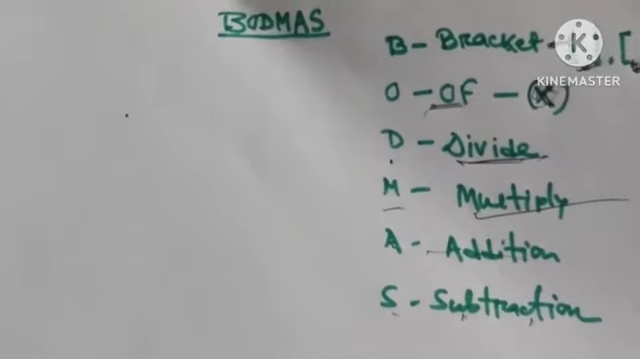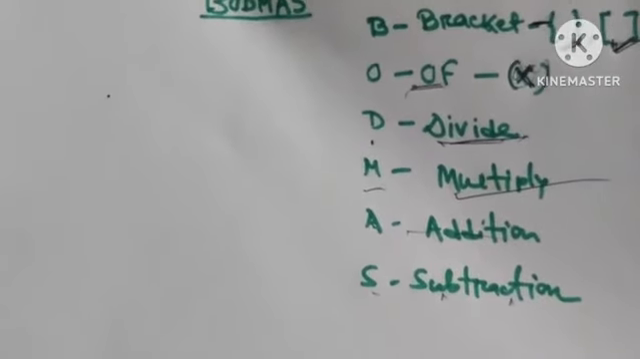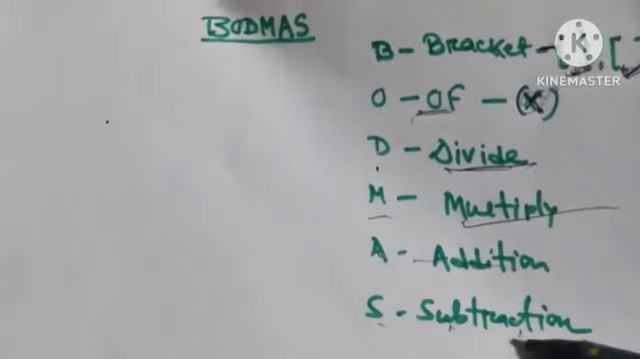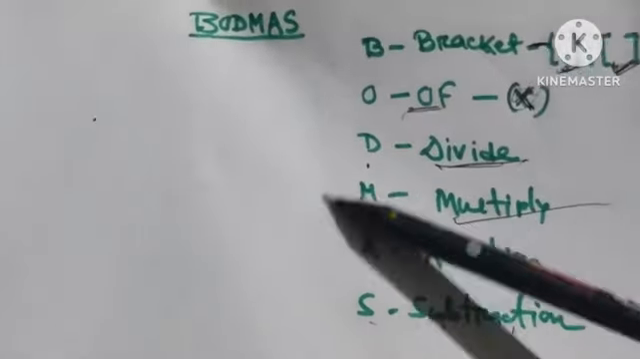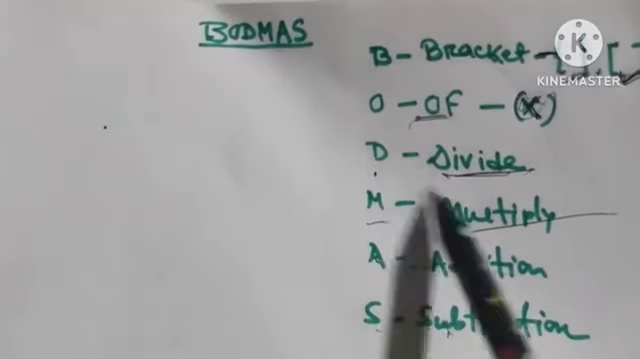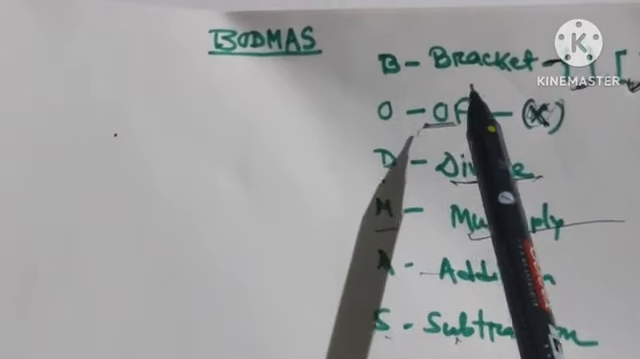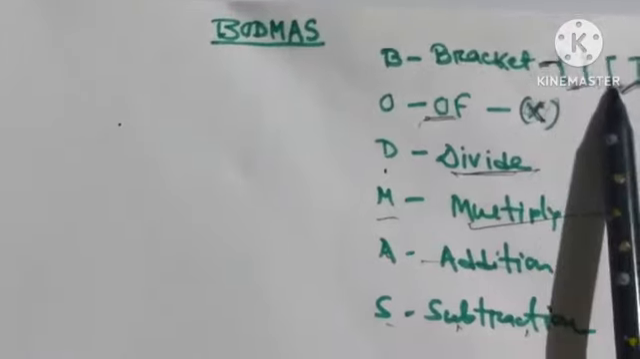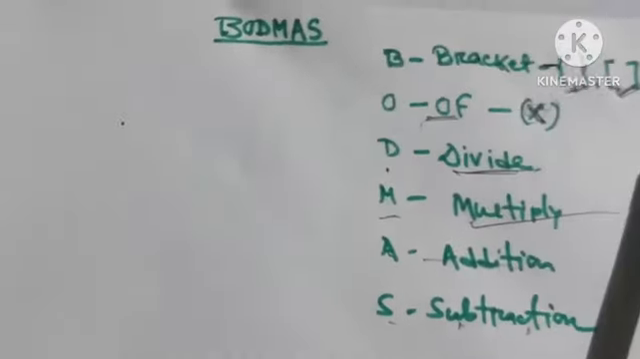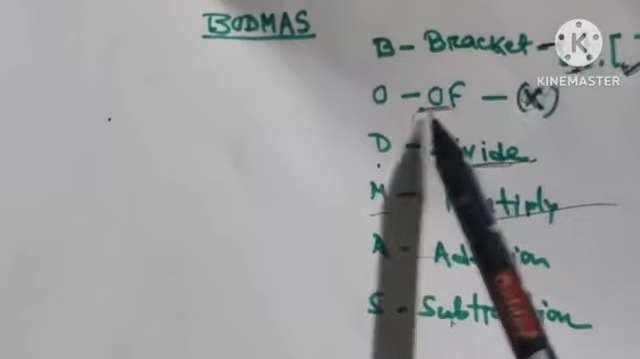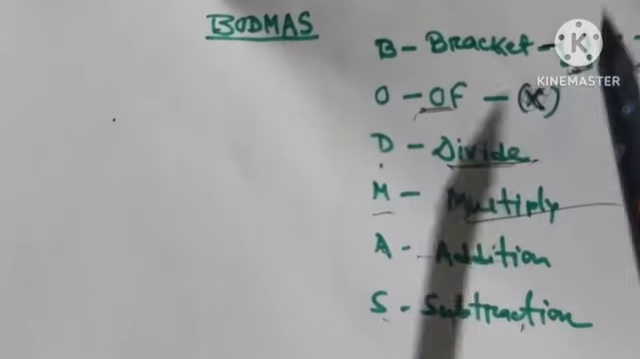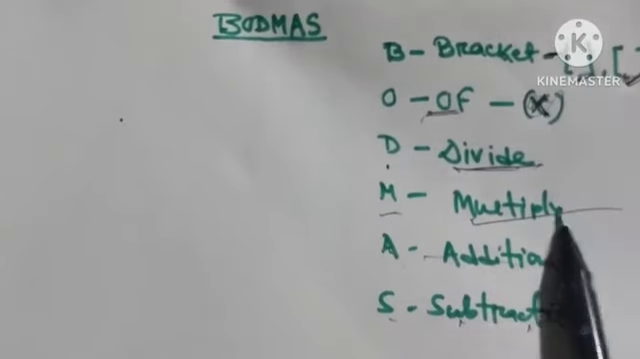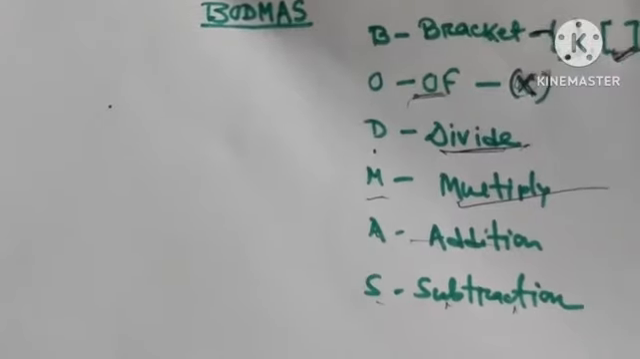To simplify an equation, we use this rule to solve. At first we observe, is there any brackets? Then first we solve the brackets. Then we go to of, that means is there any multiply? Then divide and multiply, and addition and subtraction.